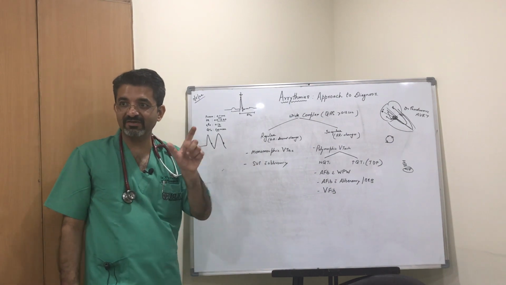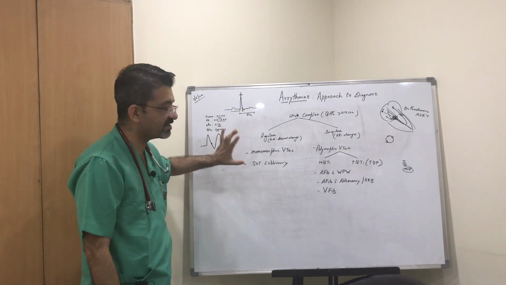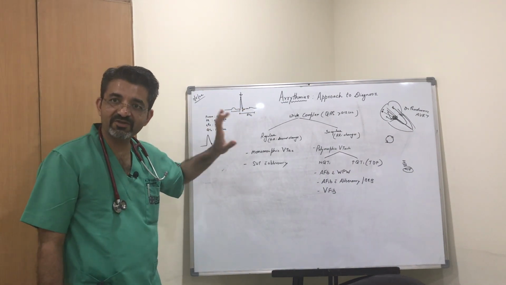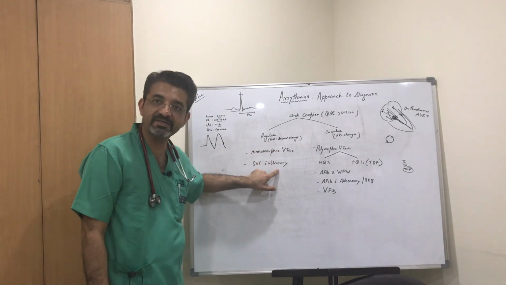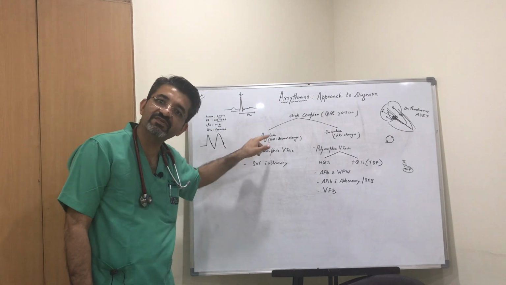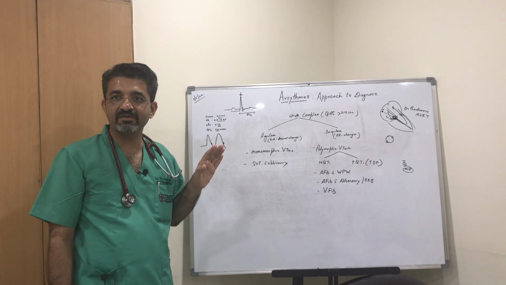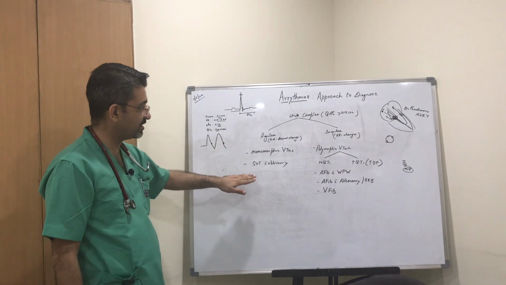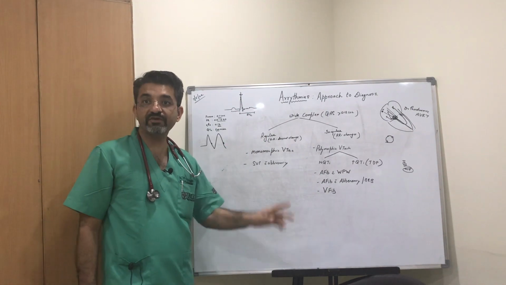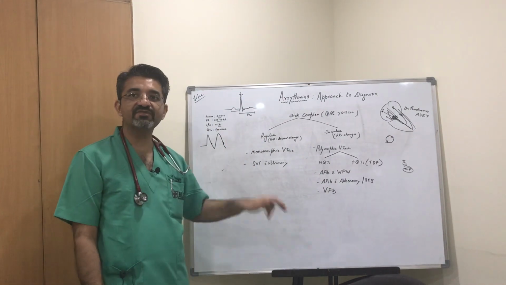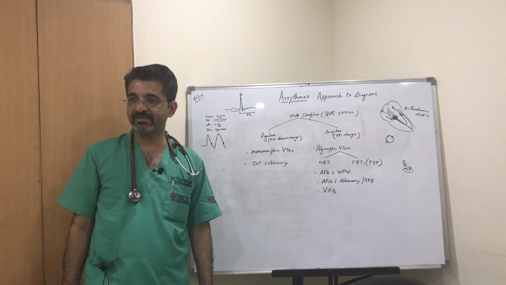right? So this is a very fine point for practical purpose, that if you are unable to differentiate whether you are dealing with a VTAC which is monomorphic or SVT which is aberrant, treat VTAC. You won't do any harm, right? Giving adenosine in a monomorphic VTAC can be counterproductive. But if you are very sure that you are dealing with SVT with aberrancy, the treatment is adenosine, right?